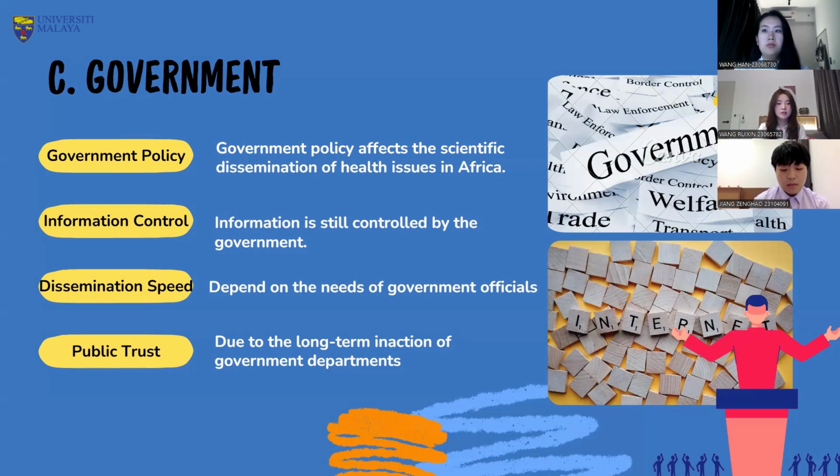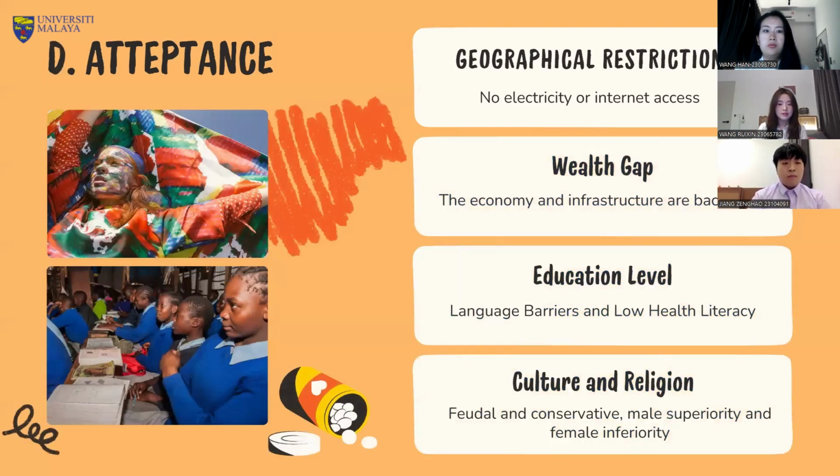Next page. So the fourth aspect is that acceptance of health knowledge among African people is also a challenge faced by science communication in Africa. For example, geographical restrictions, the gap between rich and poor, education level, culture and religion, and so on, all affect the acceptance of scientific health knowledge by African people. The fifth, next page, please.